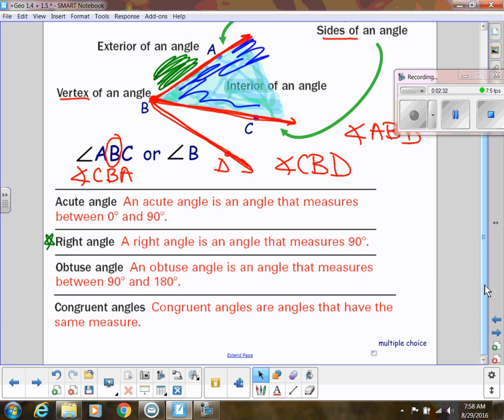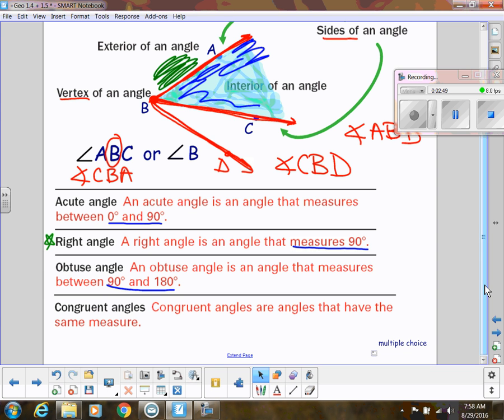And then reminder what an acute angle is. That just means it's an angle whose measure is between 0 degrees and 90 degrees. A right angle is one that measures 90 degrees. And then an obtuse angle is between 90 and 180.